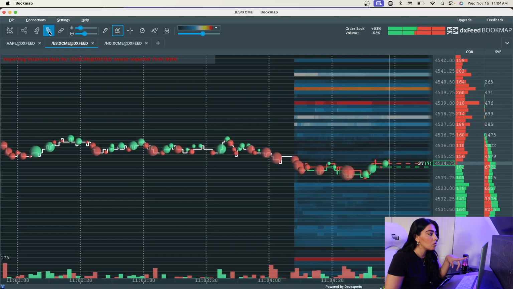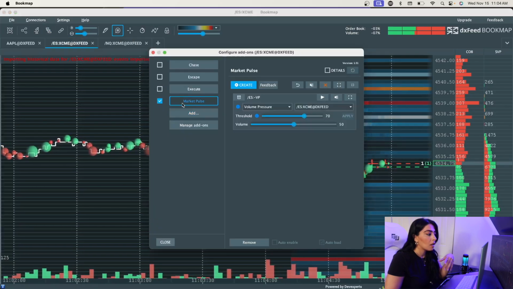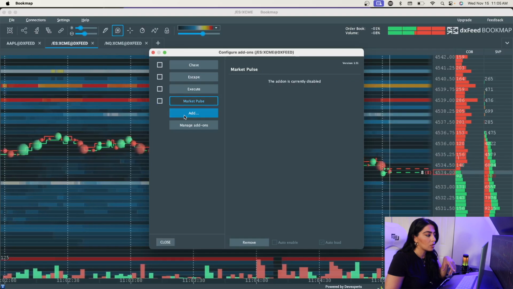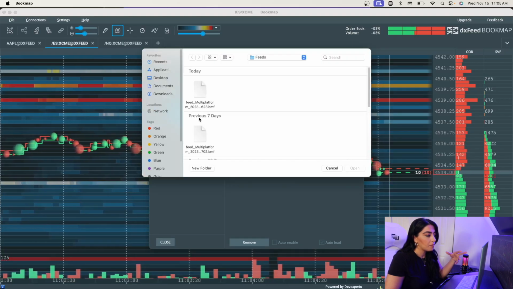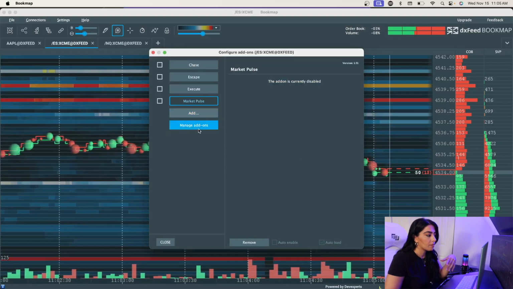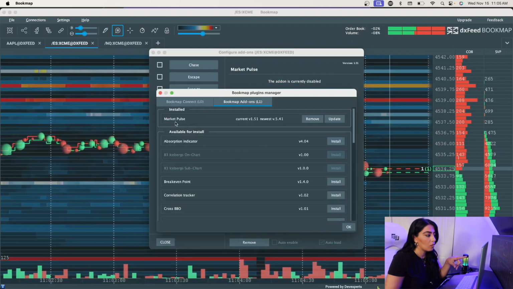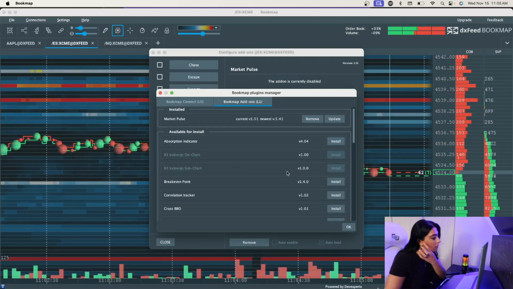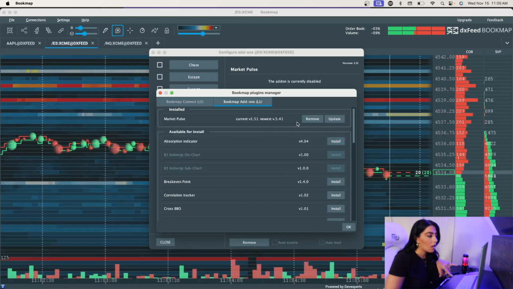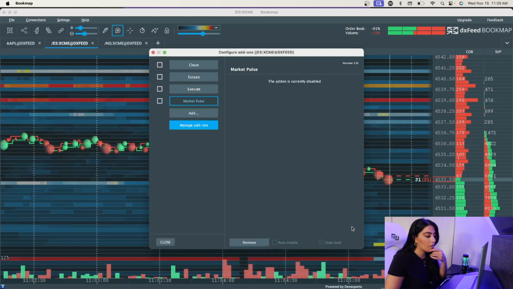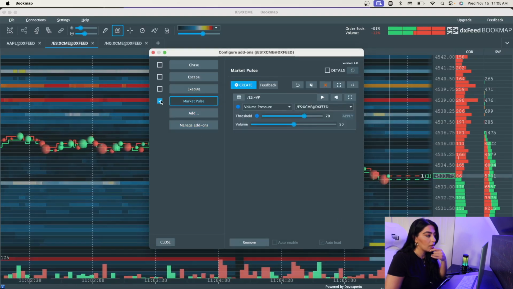If you want to go to configure add-ons here, you would have to add Market Pulse. I already have mine here. If I uncheck this, you just go to add or manage add-ons here, and then you want to make sure Market Pulse is down here. You just hit install, and then it'll install Market Pulse. I already have mine installed, so you just want to click it.